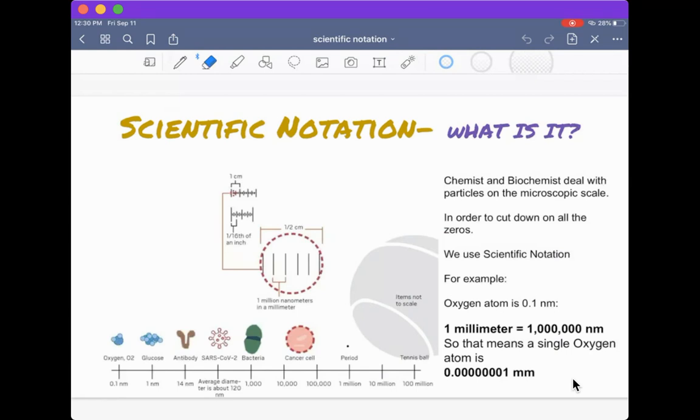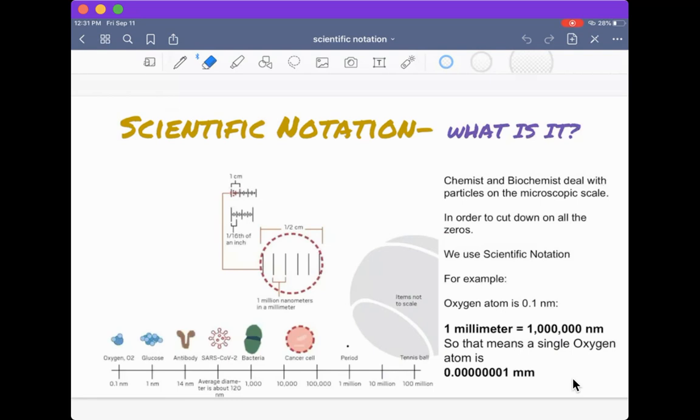So if you look here, say I'm converting and seeing the relationship between a millimeter and a nanometer, you can see that 1 millimeter has 1,000,000 nanometers. And so we've got lots of zeros. So when we do these conversions, here the scale shows 0.1 nanometer, that's how large an O2 molecule is, we can convert it into millimeters. And when we do, you can see that in millimeters, it is extremely small, and it's very easy to lose some of those zeros.